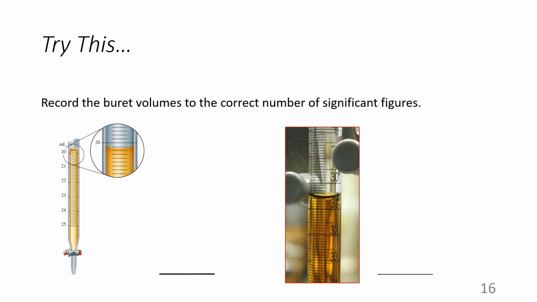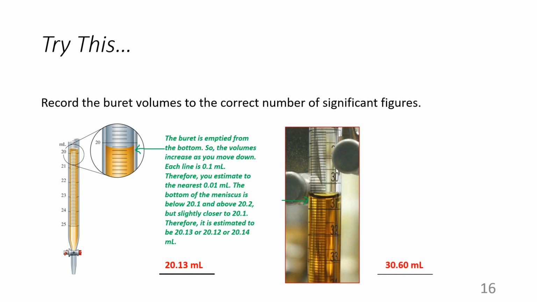In the burette on the left, the meniscus is in between 30.1 and 30.2. It's a little bit closer to 30.1, so I would estimate it at about 30.14 or 30.13 milliliters. On the next one, we have the bottom of the meniscus actually sitting almost dead on the 30.6 mL line. So I would call that one 30.60 milliliters.